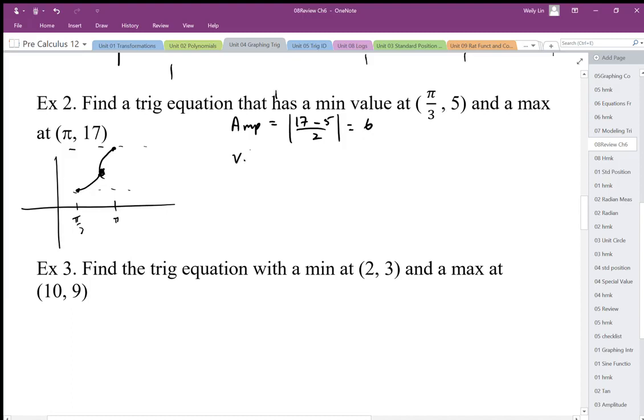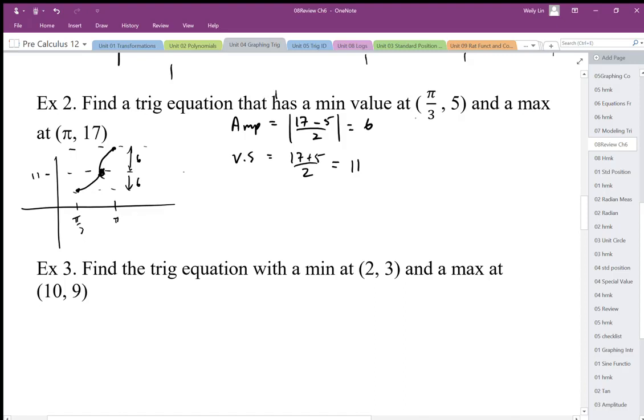I want my vertical shift. That's going to be a middle position. To find position, we add coordinates. So 17 plus 5 divided by 2 is going to be 11. So my middle is 11. I go up 6 to 17. I go down 6 to 5. Okay, that seems very consistent.